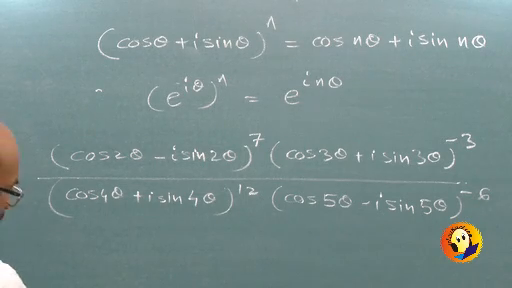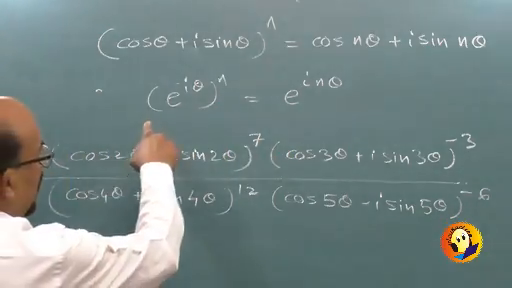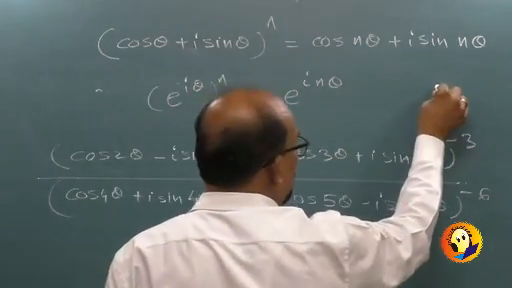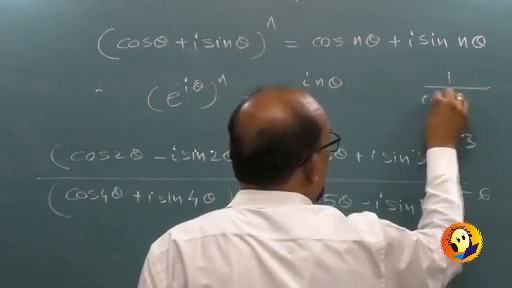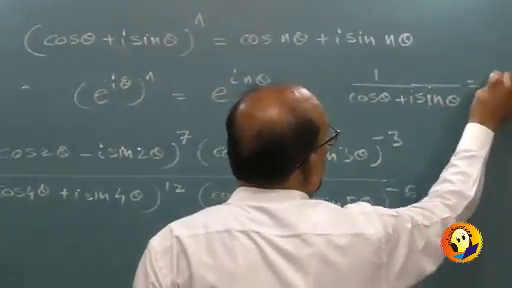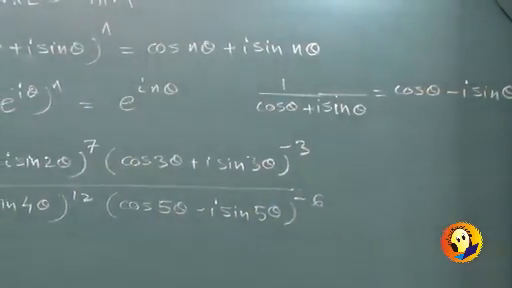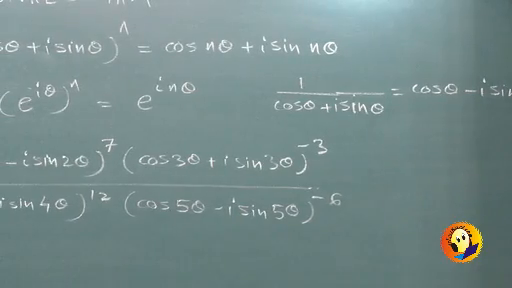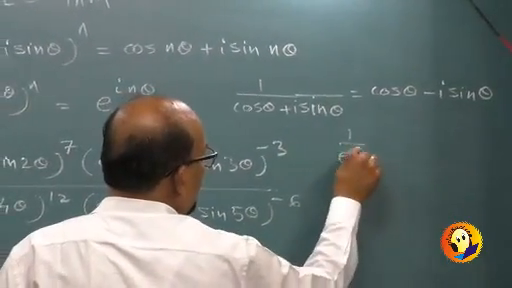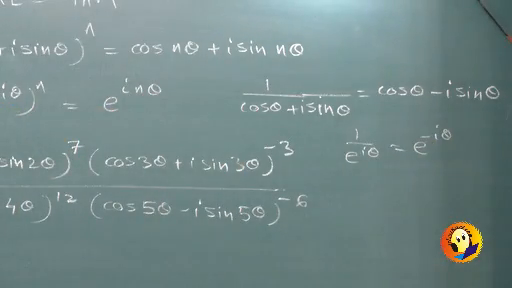This is the type of problems that we will be facing. Now first of all, if we accept this, then one should also accept that 1 upon cos theta plus I sin theta is nothing but cos theta minus I sin theta. It is actually 1 upon e raised to I theta, which is e raised to minus I theta, and e raised to minus I theta will be cos theta minus I sin theta.